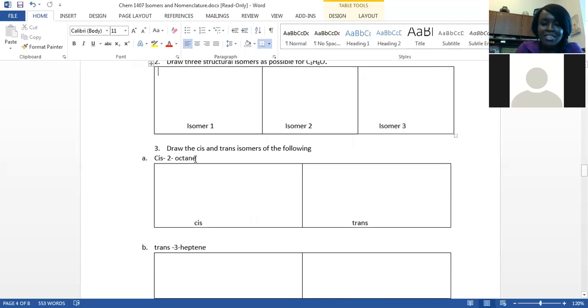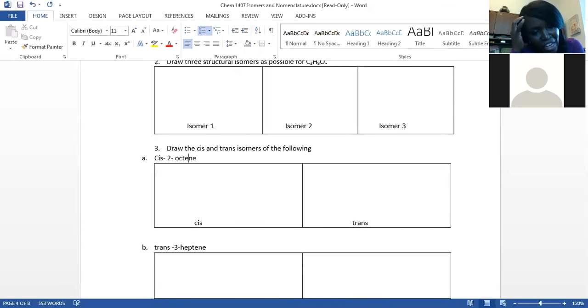I see. For that, okay, you know what? I just realized something. This should be octene, because compounds with a double bond have names that end with -ene, because they're in the alkene family. So 3A should be cis-2-octene, not cis-2-octane, okay? So I made that correction right there.